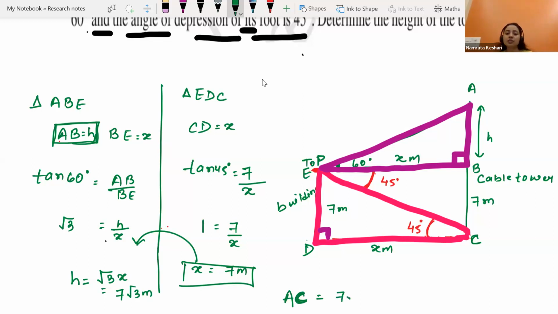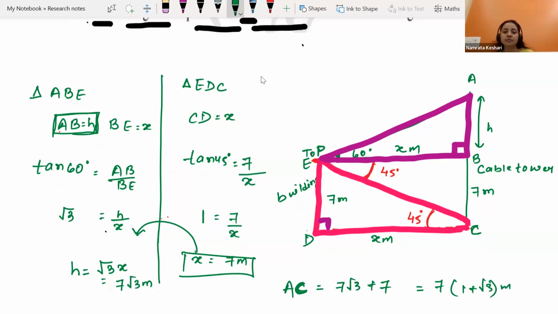h is 7 root 3, plus 7. Yes or no? Are you getting it? Yes. Okay, this is the final answer.